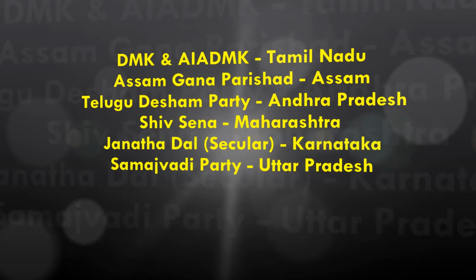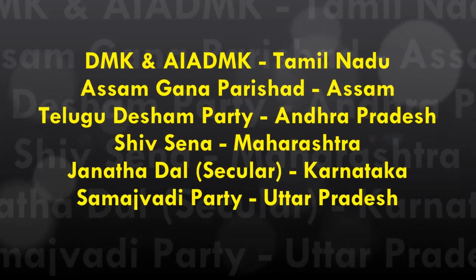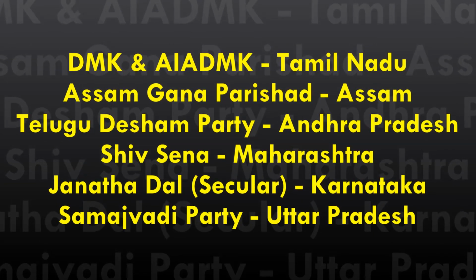Regional political parties. Regional political parties are also called state political parties. Political organizations securing a respectable number of seats in the assembly elections are recognized as state parties or regional parties. Examples of regional parties: DMK and AIADMK in Tamil Nadu, Asom Gana Parishad in Assam, Telugu Desam Party in Andhra Pradesh, Shiv Sena in Maharashtra, Janata Dal Secular in Karnataka, and Samajwadi Party in Uttar Pradesh. Like national parties, even regional parties have their own election symbols.